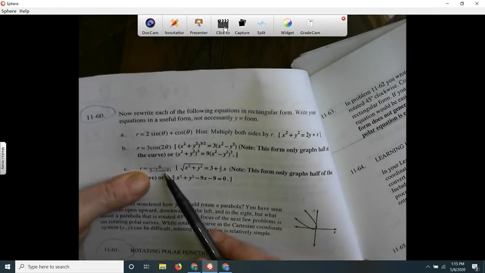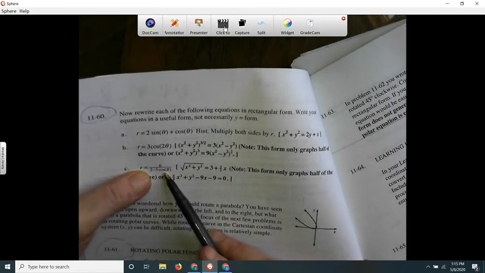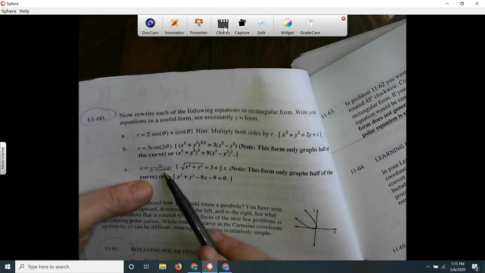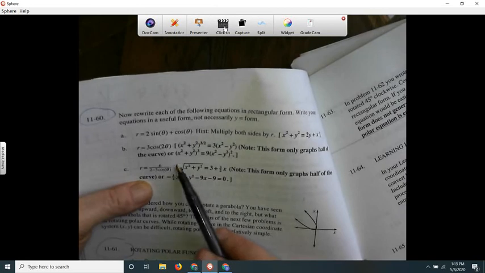Cosine theta is... I'm going to get back to this one. I'm going to make a second video.